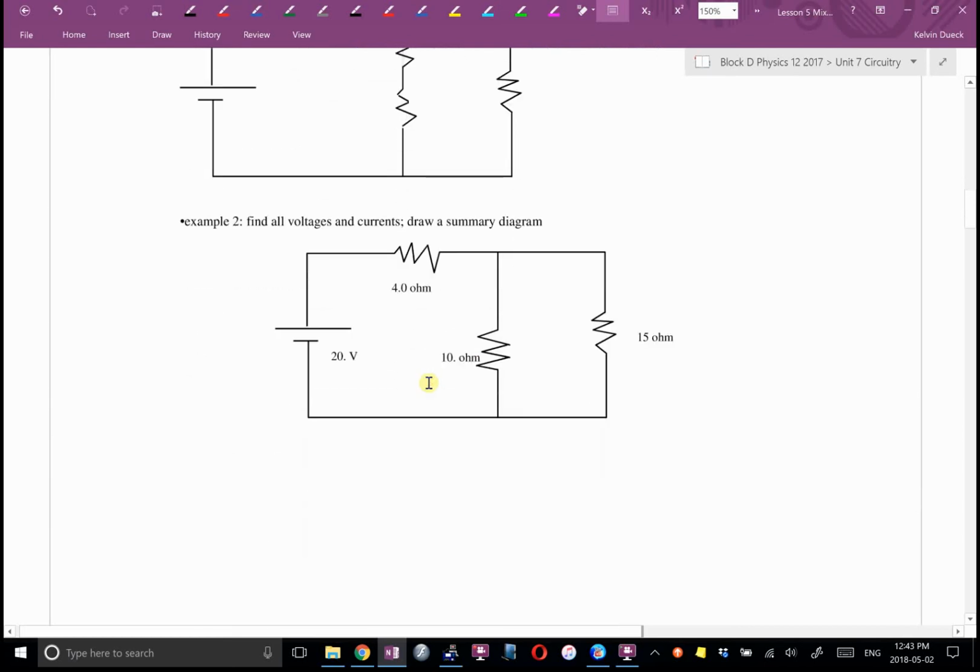Example 2. Find all the voltages and currents, draw a summary diagram. We're going to label every resistor with a voltage and with a current. And I guess we could then also label it with power, because power is voltage times current. And so a lot of these questions you might see, hey, if these are light bulbs, what's the brightest bulb?